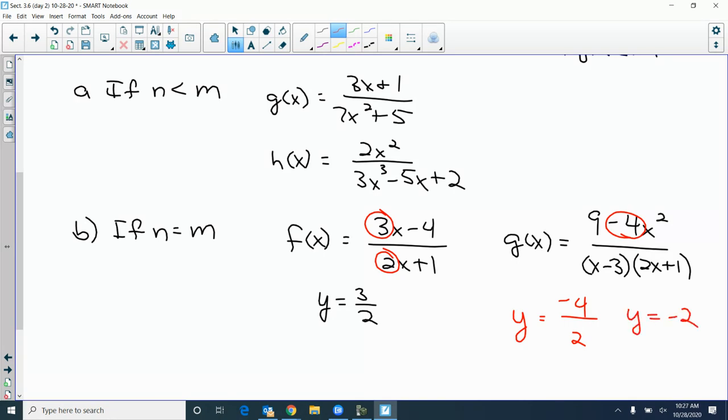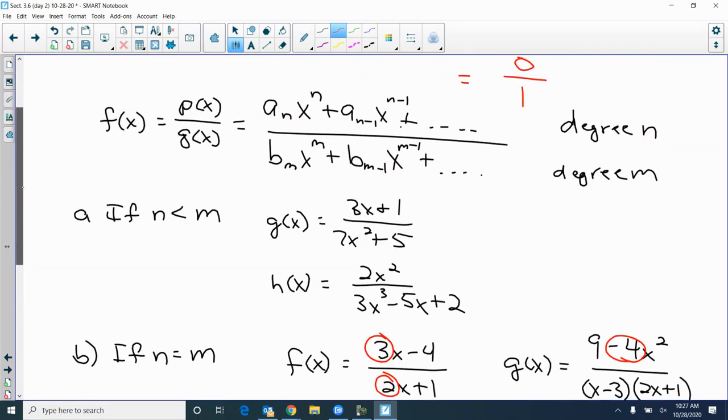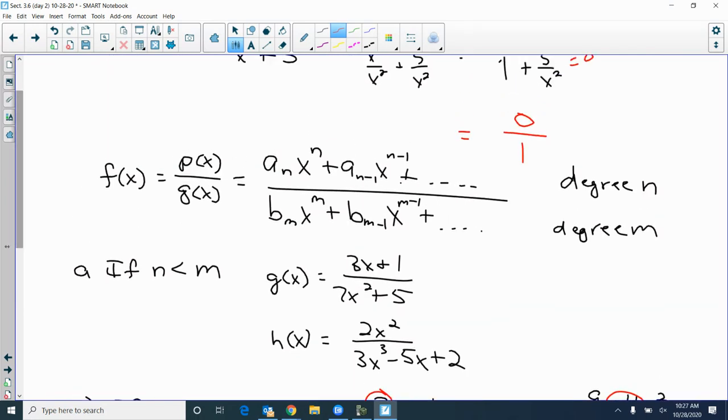Make sense? Okay. So here's what it boils down to. If the degree of the numerator is less than the degree of the denominator, y equals 0. If they're the same degree, you just look at the coefficients. Okay? But what's part C say? It throws things a little bit of a wrench here.